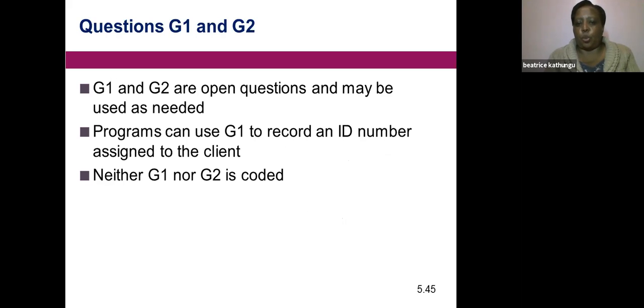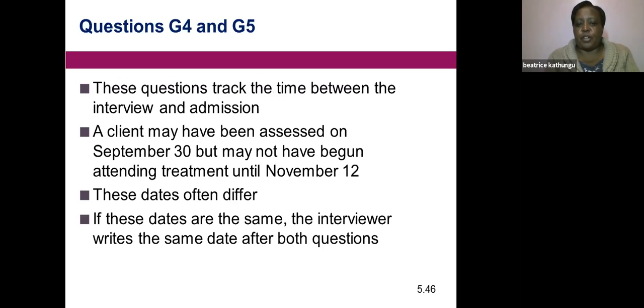Now, the other one, G2, is given here as a social security number. In our countries, we have different types of numbers for identification. So you may want to give your ID, like in my country, we have what is called the national identification number. So that's what we would use in my country. In different countries, you can use different things, but they are not coded really. Then G4 and G5 are trying to track the time between the interview and admission. One of them asks, when was the date of admission? The other asks for the date of the interview.